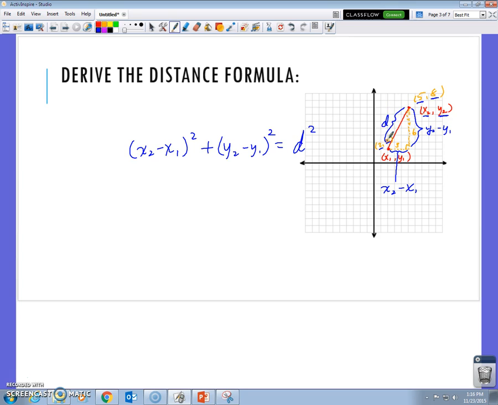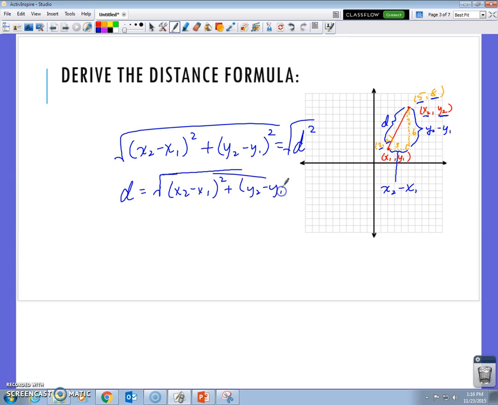All right. And so through a little bit of work, let's just find the square root of all that. And so I know the distance between any two points is the square root of (x2 minus x1) squared plus (y2 minus y1) squared. And that's the distance formula. So there you go. That's where it comes from.